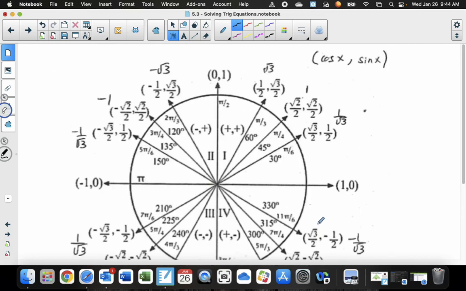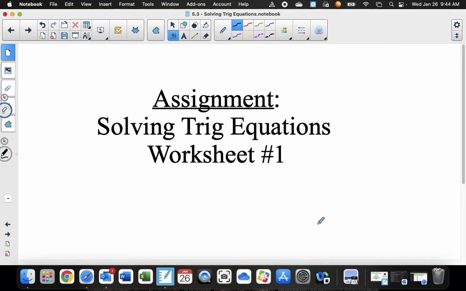All right. So, assignment for today, you've got a solving trig equations worksheet. I'll get you that. Answers are on the back side. And with the rest of the time, you got some time to work and ask some questions.